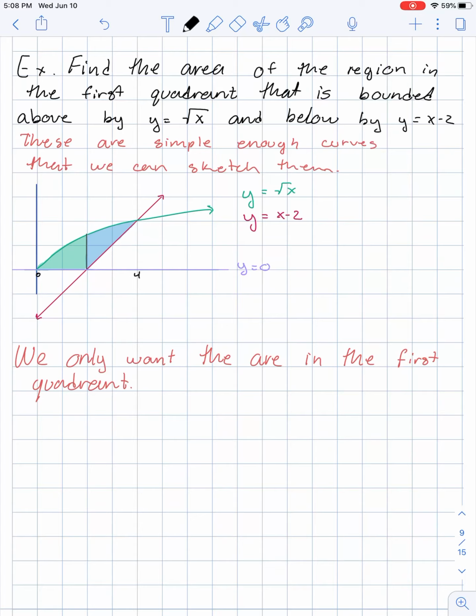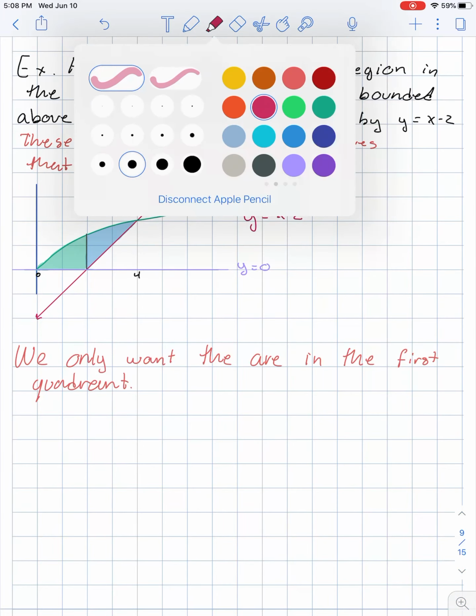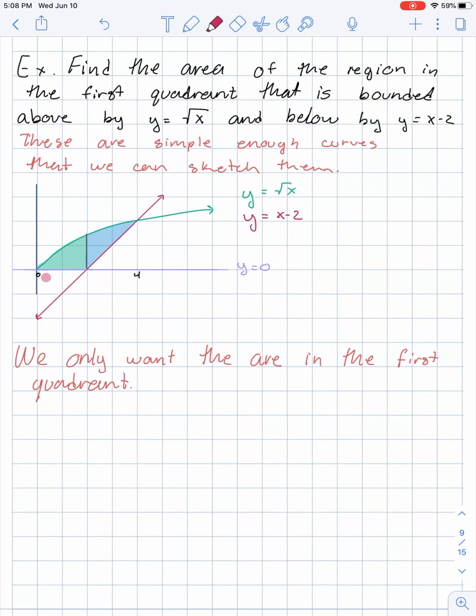So what's happening here is, since I only need the first quadrant, this area down here isn't needed at all. I don't need to calculate it. So I need to make 2 different integrals, right? Because x minus 2 isn't really involved at all until it hits the x-axis. So I need to make an integral for area 1 and area 2, okay?